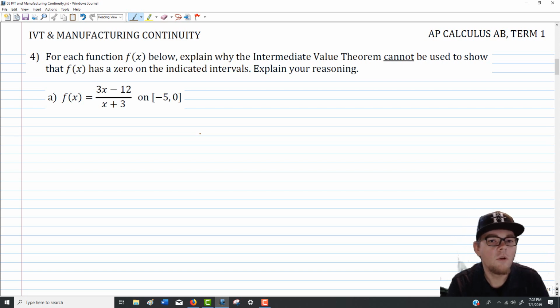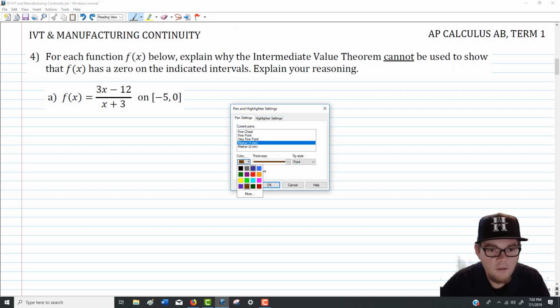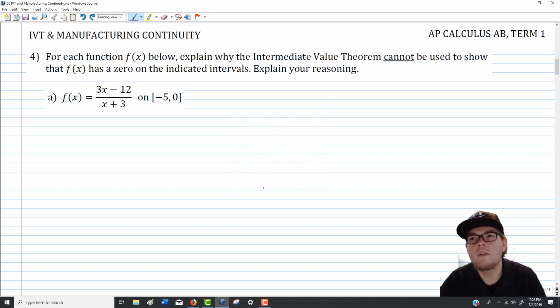So for this one, we're looking to apply the intermediate value theorem. Remember, the IVT applies. Oops, I'm using brown. I'd rather use purple. Sorry, Adrian, my student from the class of 2016, 15, who loved the color brown.